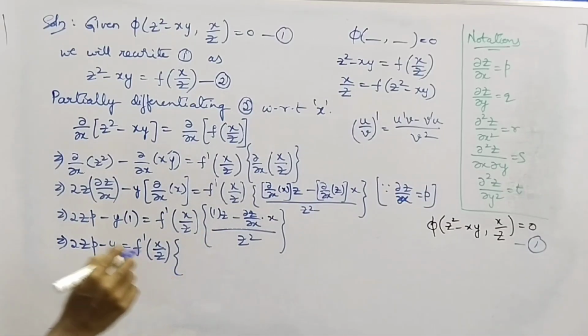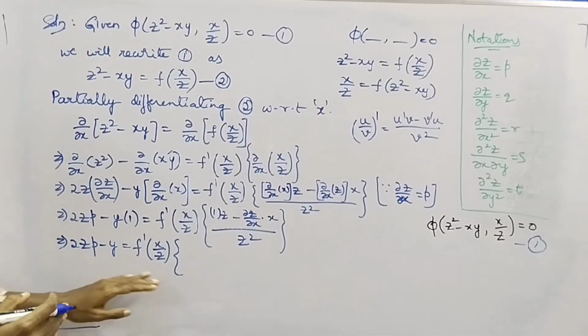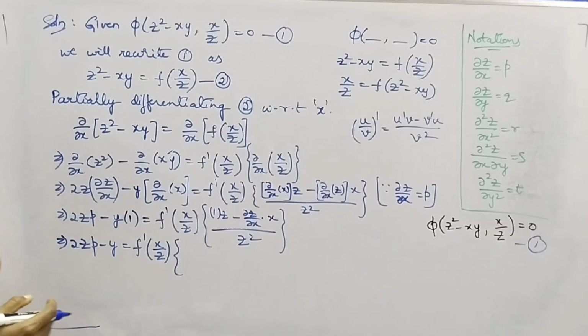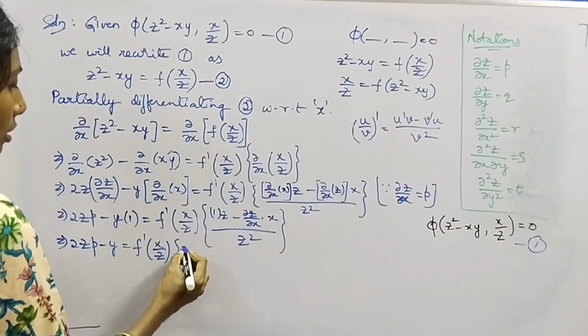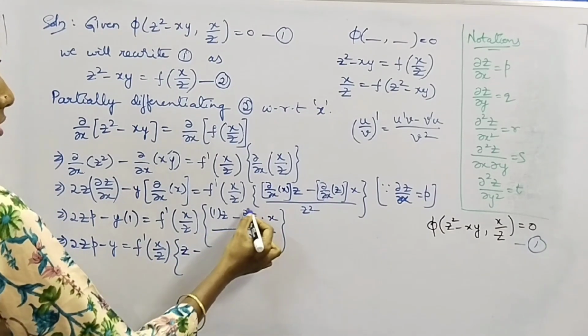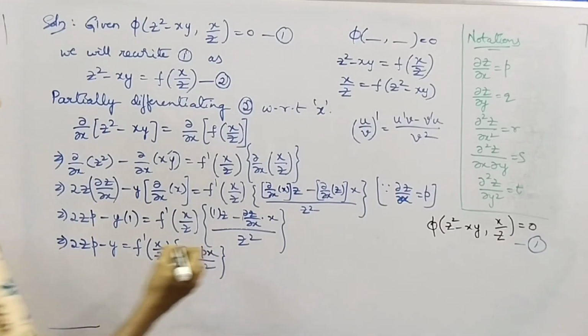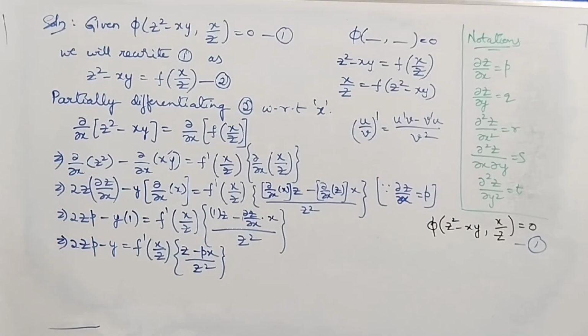I have a responsibility to show the steps, how each step came, and that is the reason why I am writing all these steps. It's easy for me to do directly, but I am taking time to explain each and every step so that every student can understand it easily. Fine, now z into 1 is z minus, here we replace it by p, we get px by z square. Now consider this equation as equation number 3.